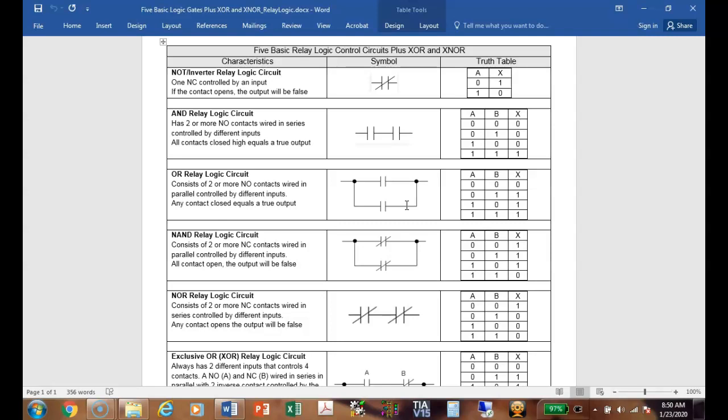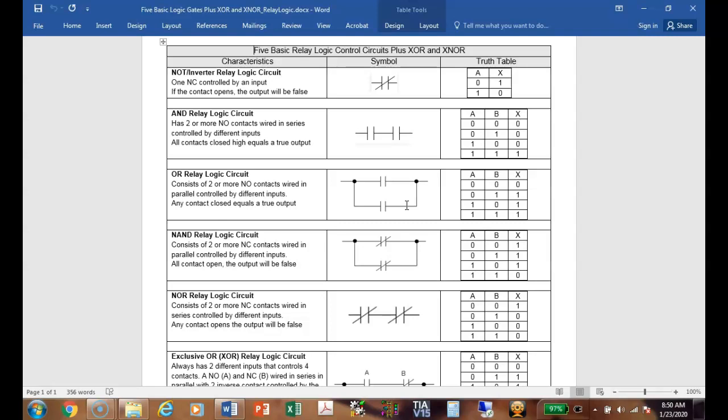So these guys, remember, it's not 2. It says 2 or more. So to get ANDs, ORs, NANDs, and NORs, you can have 2 or more, right? You understand? We only draw 2 because it makes the truth table shorter.